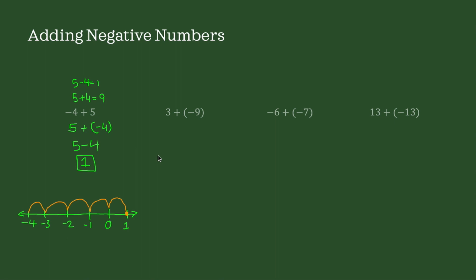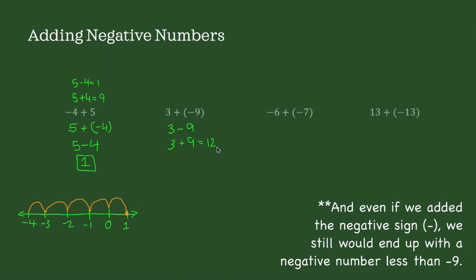So let's try the second one, 3 plus negative 9. So using the same thing we did here, we can convert this into 3 minus 9, but we haven't seen this before. What do we do? Well, if we use the same method that we used here, we're going to get 3 plus 9, and that's 12. And that doesn't do us any good because a negative plus a smaller positive is going to equal a larger negative, and 12 is not a negative number. So what are we supposed to do?